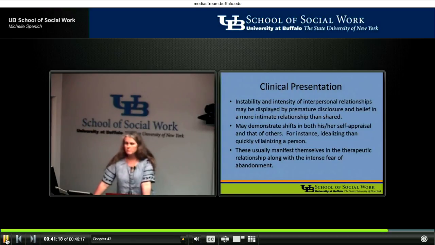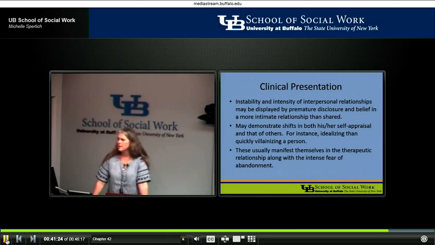The way a person might present clinically is with the instability and intensity of interpersonal relationships. These may be displayed by a premature disclosure and belief in a more intimate relationship than shared, right? So somebody comes in and you're the best therapist they've ever met and they're going to tell you all the intimate details right away.